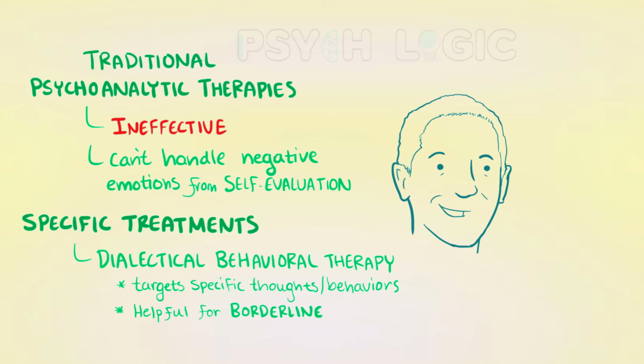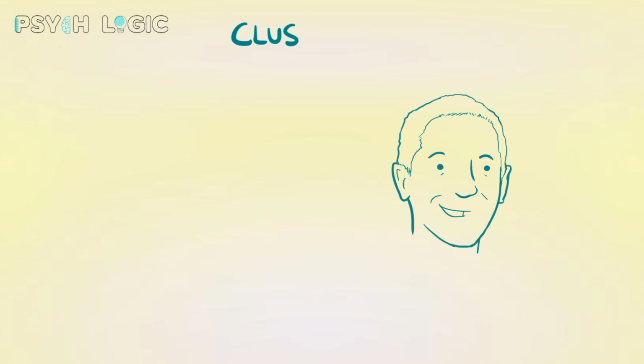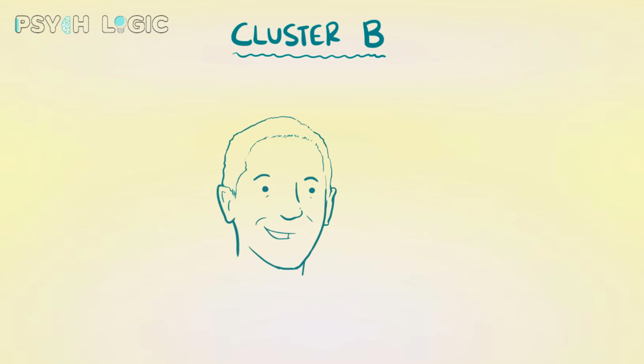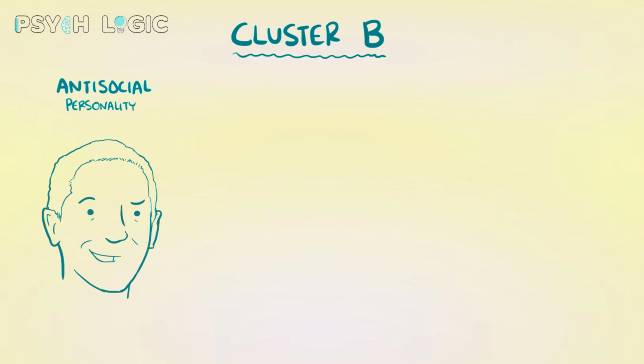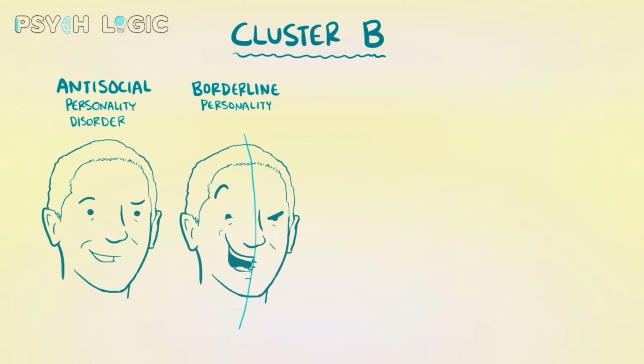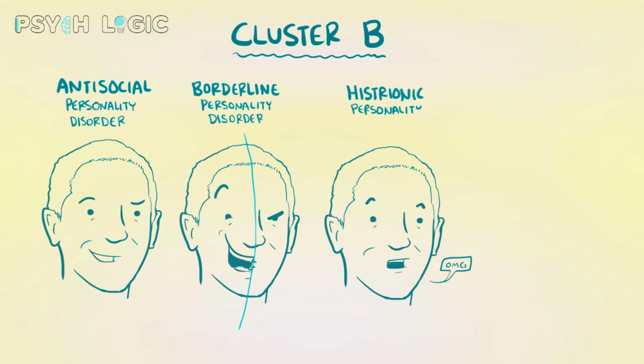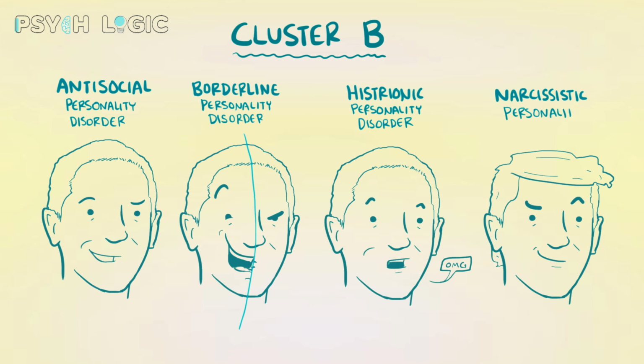Alright, as a quick recap, Cluster B personality disorders is split into Antisocial Personality Disorder, Borderline Personality Disorder, Histrionic Personality Disorder, and Narcissistic Personality Disorder.